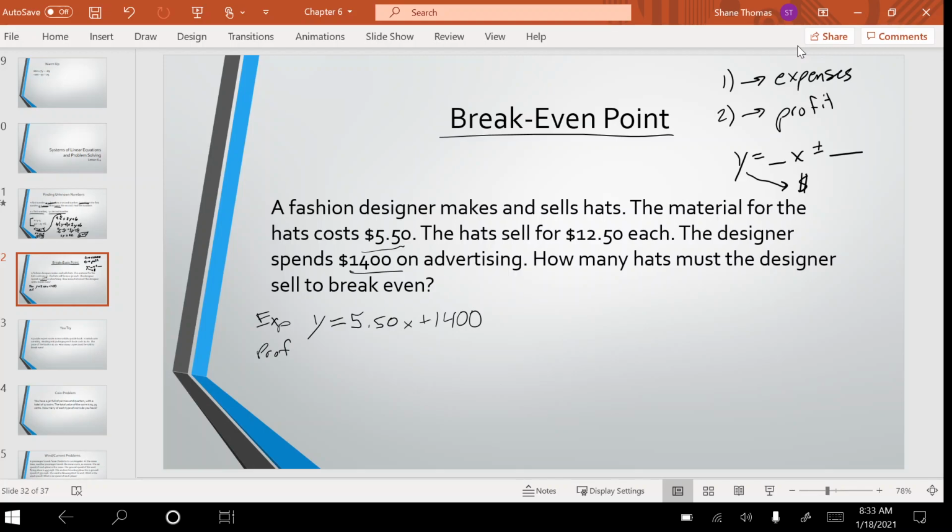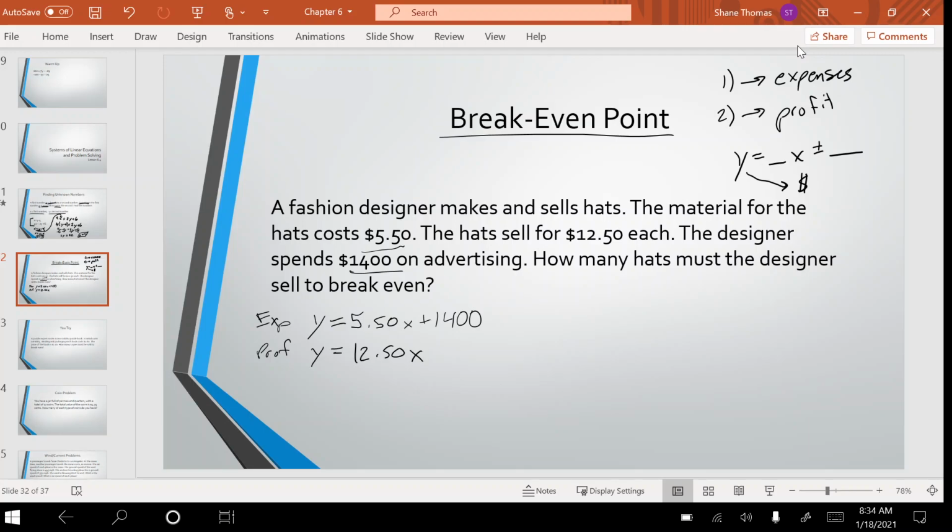Now I want to find my profit. How much money am I making? Yeah, how much am I selling for? $12.50. Yeah. So this is one, the way we do these, you don't have to overthink and think to yourself, all right, well, I'm only making $7 a hat. No, we're taking everything into account here. We're selling for $12.50. We're good. So y equals $12.50x. All right, there's no other money coming in, is there? Just the straight hat sales.